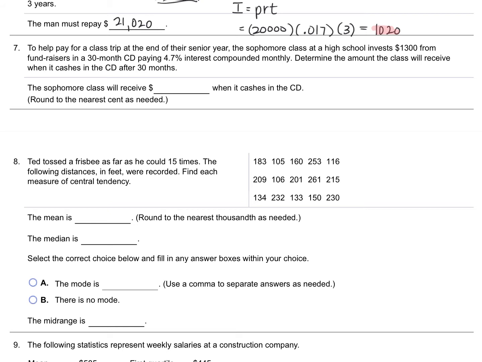So for this one, you can simply use your TVM calculator to put this information in. You will have the $1,300 as the present value. The annual percentage rate is 4.7%. So this is your rate. And then you're putting in the 30 for the periods. And then you just click on future value, and when you click on future value, you will get $1,461.75.